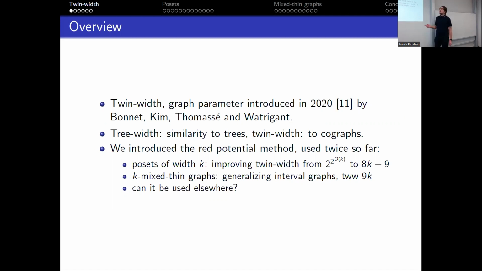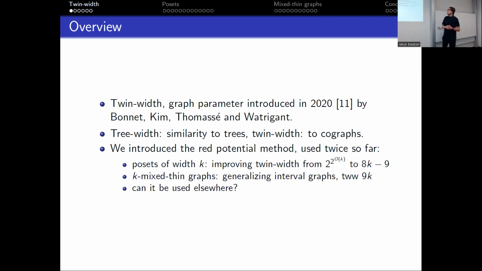So what are our own contributions? We have used the red potential method twice so far. Once for the case of posets of bounded width, where we improved the bound on twinwidth, because it was previously known that posets of bounded width have bounded twinwidth, but the bound was pretty loose. We improved it from double exponential to linear.